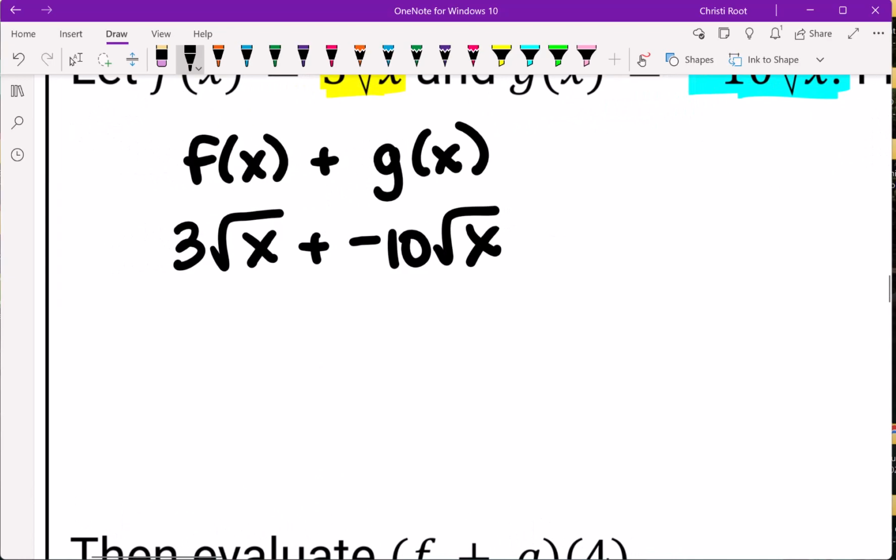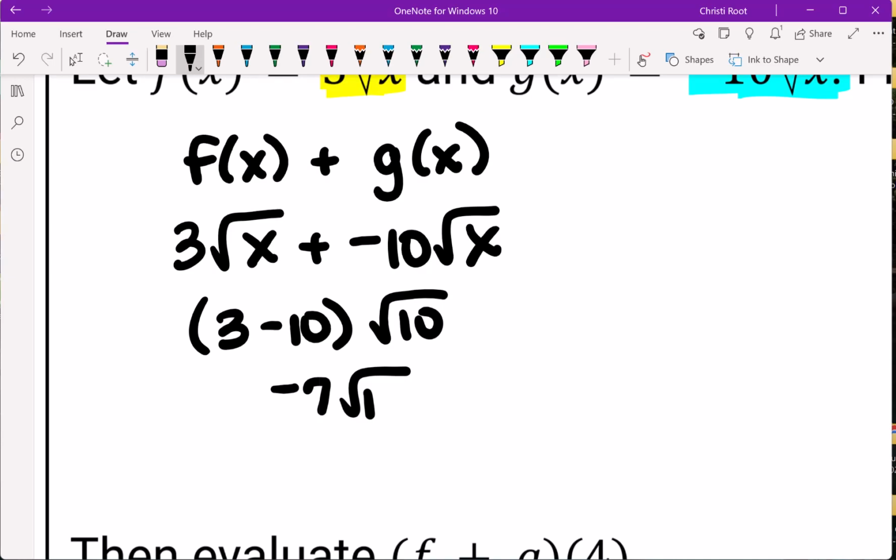So the next question you need to ask yourself, am I able to actually combine these two things? So earlier in chapter 4, you learned that if you have the same root, and these are both square roots, and if you have the same radicand, and the radicand is x in both of these, you can combine them. So you're just going to do in your head 3 minus 10, and 3 minus 10 would be negative 7 square root of x. So that is the result when you add the f function to the g function.